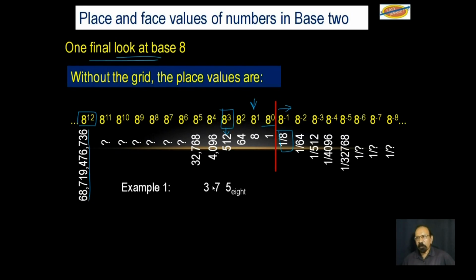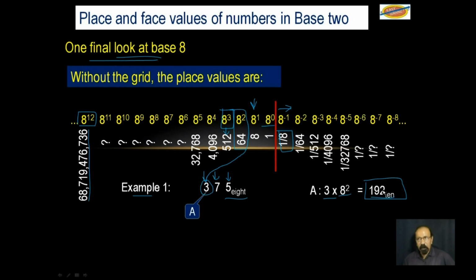So let's look at this example. 375 base 8. Now remember, this is 8 to the 0, 8 to the 1st power, 8 to the 2nd power. So if we consider this 3, it would be 8 to the 2nd power, which would be here. So the place value is 64, 8 to the 2nd power. The face value is 3. If we want to know the actual value, we multiply 3 by 8 squared, and we get 192, and that is the base 10 equivalent.